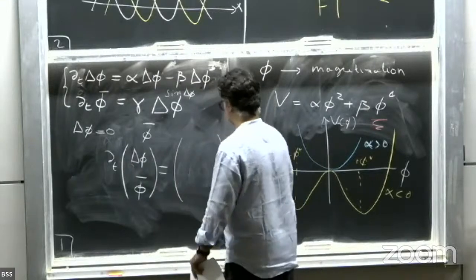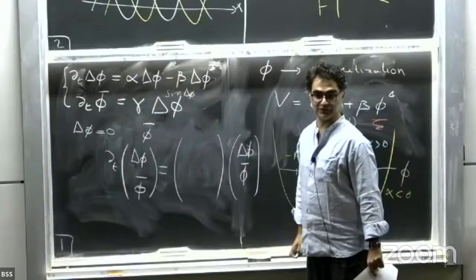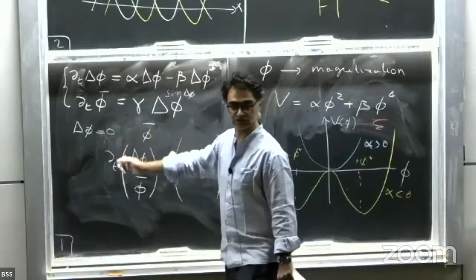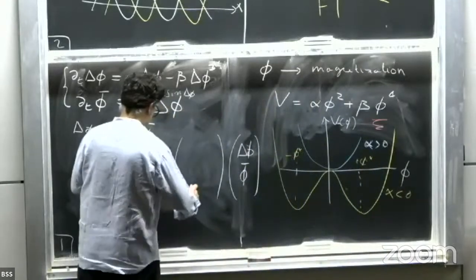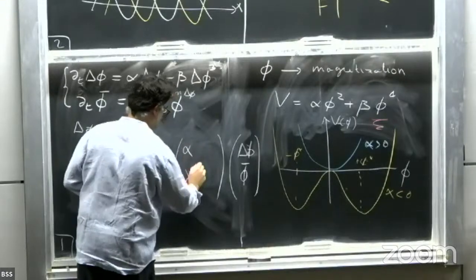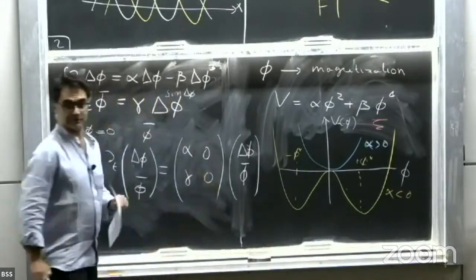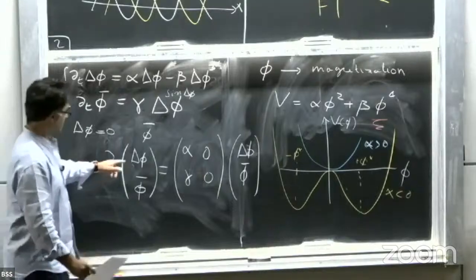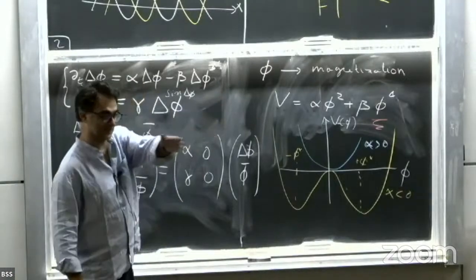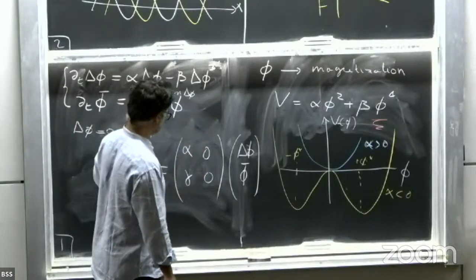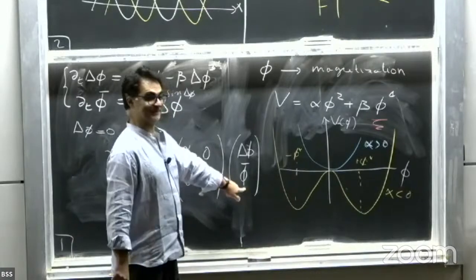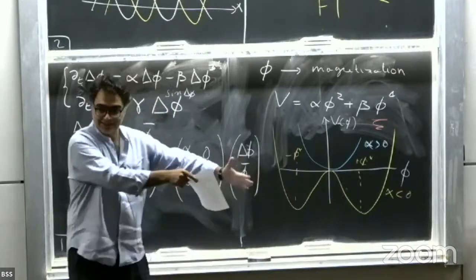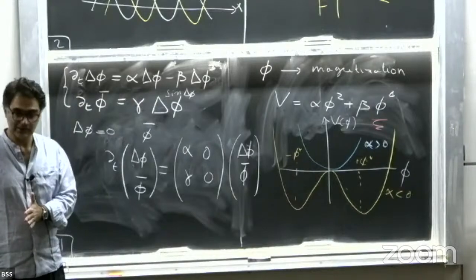And I guess you can even read from here what those coefficients are, because it's a very easy linearization to do. So there's going to be alpha here, gamma here, 0 here, and 0 here. Okay. Notice the question about the symmetry and the translation. None of these guys depends on that. That's the Goldstone mode.